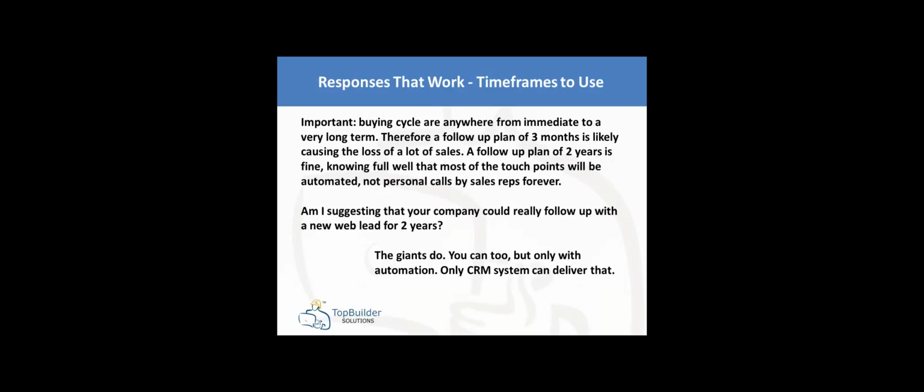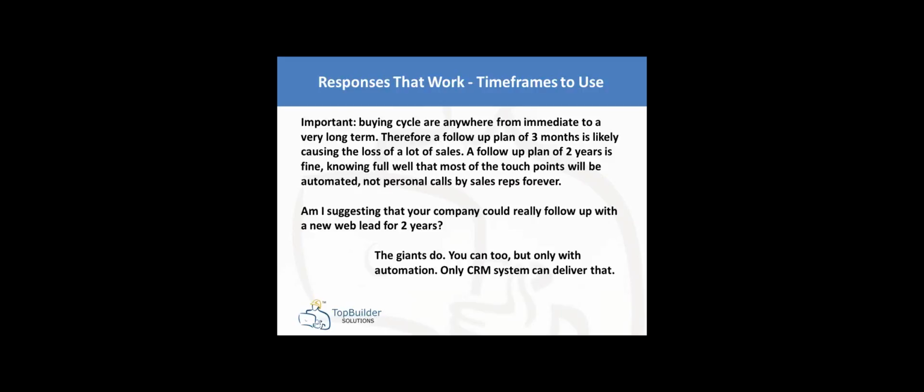Now, responses that work, this is highly variable to the company you're in and what you do and so forth, but the follow-up is not easy. It's not easy for a salesperson to call somebody 27 times over 24 months, right? That's a little bit much to ask of them. But your CRM system can certainly send an email every month or a newsletter or something out every month to stay engaged and in touch with those people over the long term.